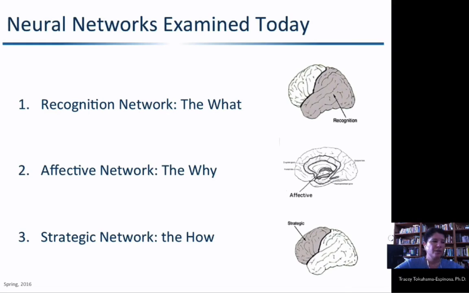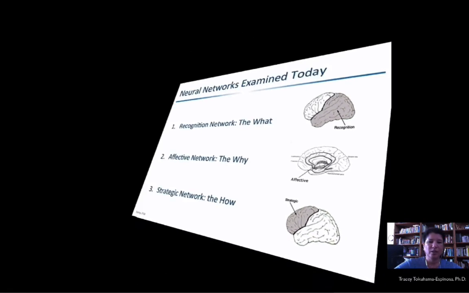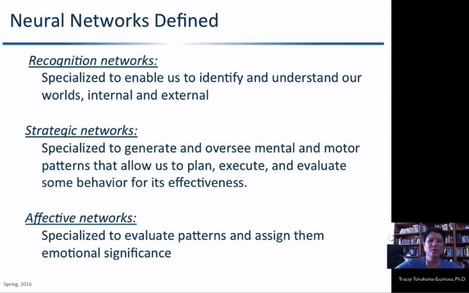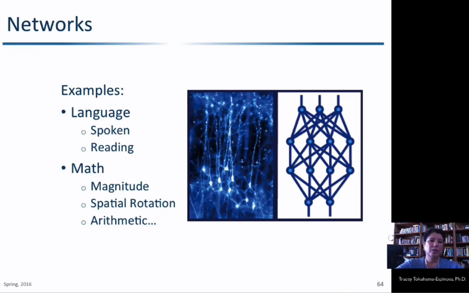In a simplified version, some people talk about 3 different types of networks. These are the recognition networks, what's going on in the world; the affective network, why is something happening; and the strategic networks, how is something really working. If you break these down, the recognition network is how we perceive our world and understand what's going on. The strategic networks are how we're going to react to that. And affective networks have to do with the reasoning behind those choices. So that's one way to approach neural networks in the brain.